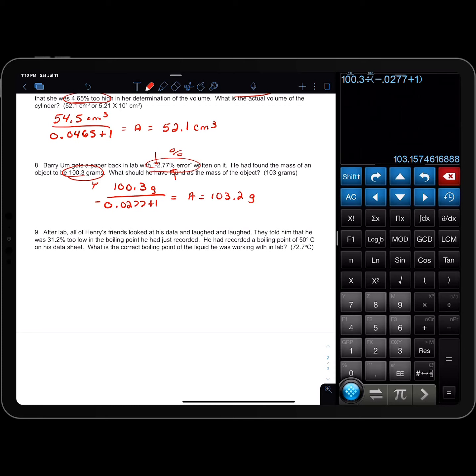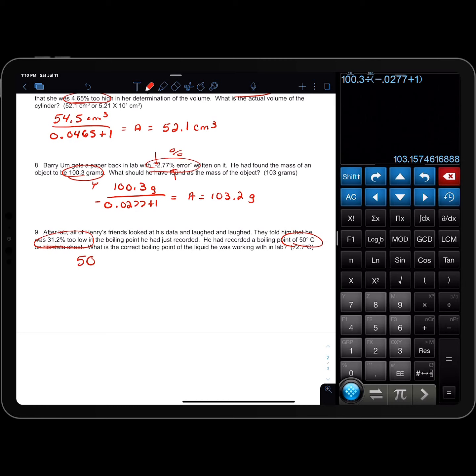After lab, all of Henry's friends looked at his data and laughed and laughed. They told him that he was 31.2% too low. So we know that this guy, it said too low, so that means that this has to be a negative percent, right? Okay. So too low in the boiling point he had just recorded. He had recorded a value of 50 degrees Celsius. What's the actual boiling point?